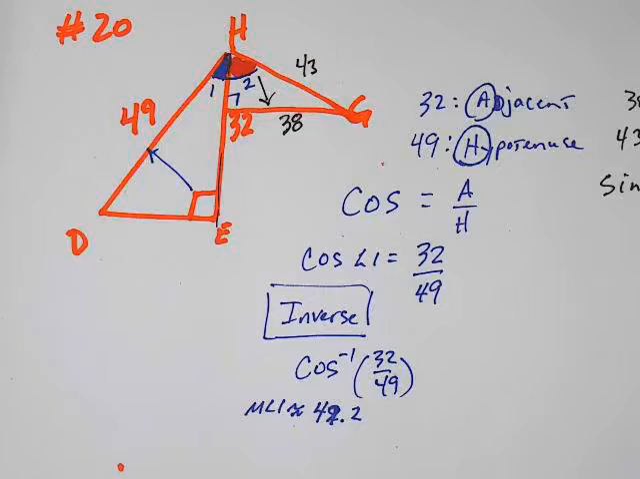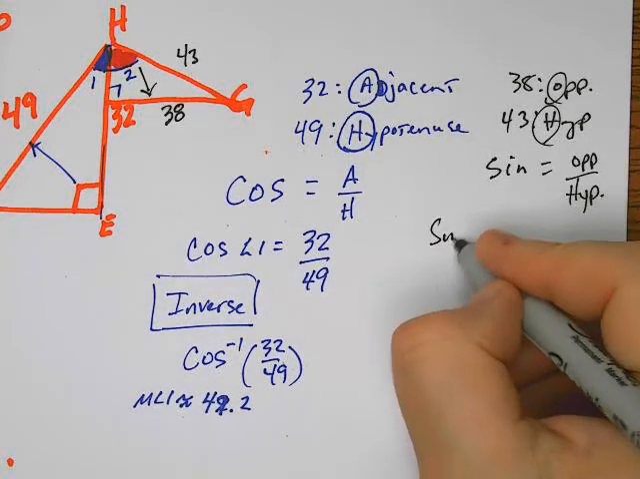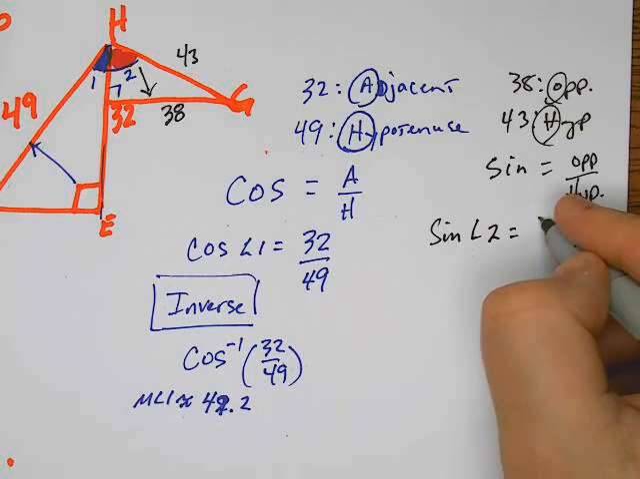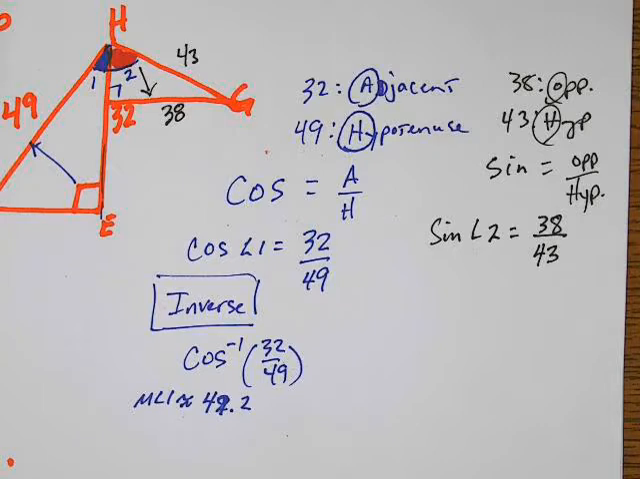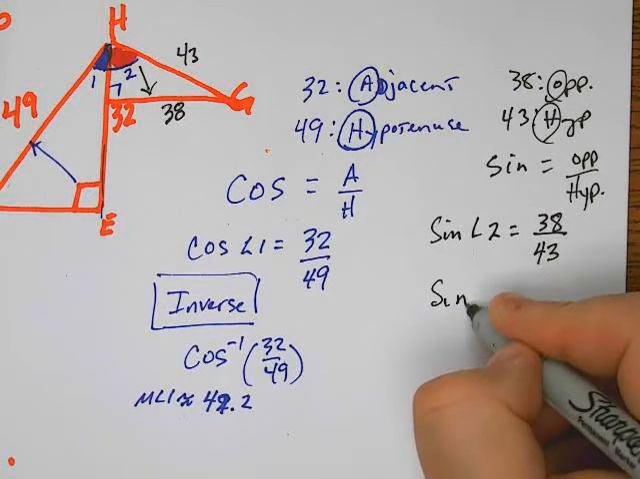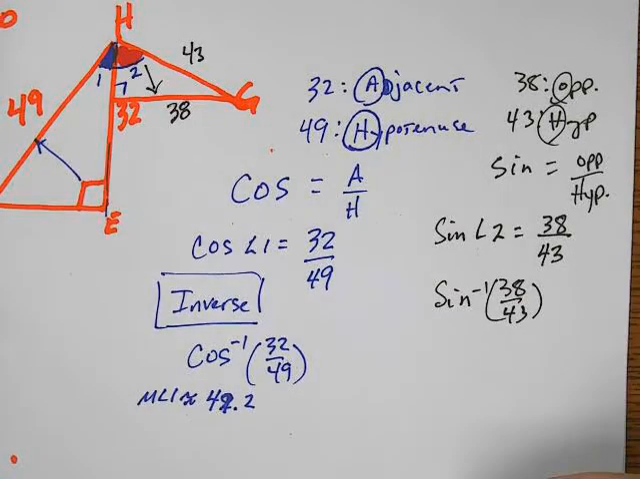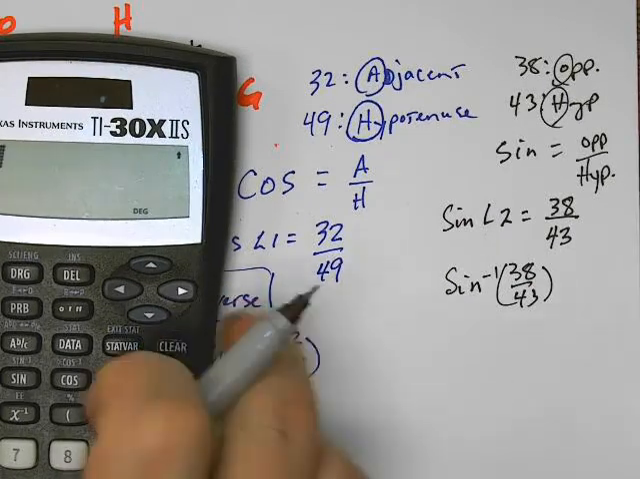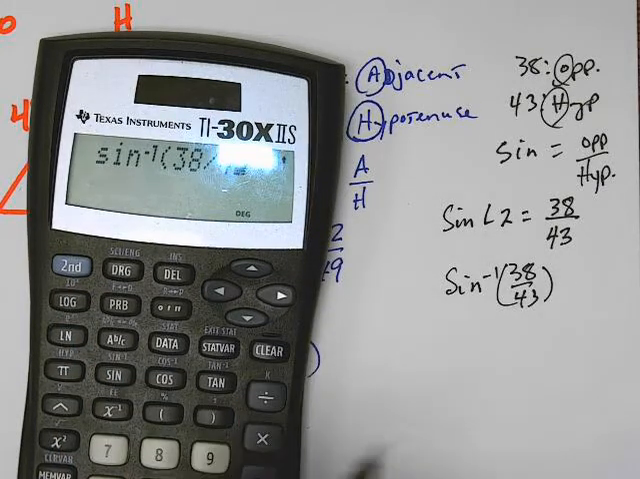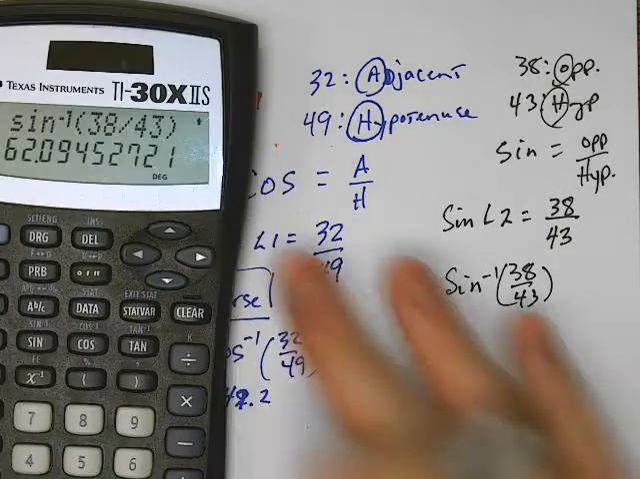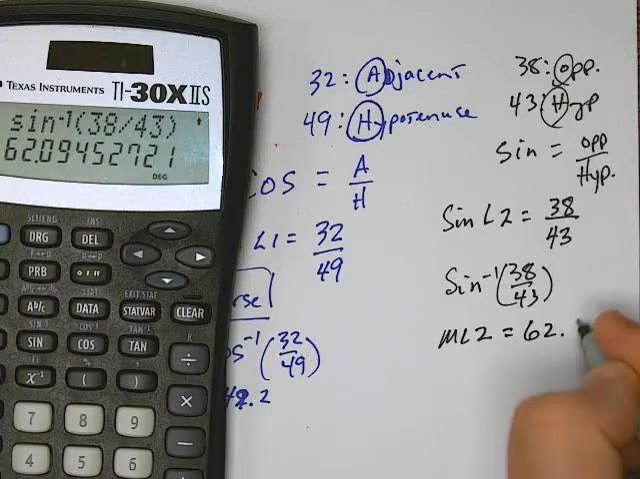The sine function. The sine of angle 2 is equal to the opposite over the hypotenuse, so SOH. Use the inverse function again. Inverse of sine 38 over 43. Calculator, clear, clear, clear. Inverse sine 38 over 43. And we get 62.1. So the measure of angle 2 is 62.1.